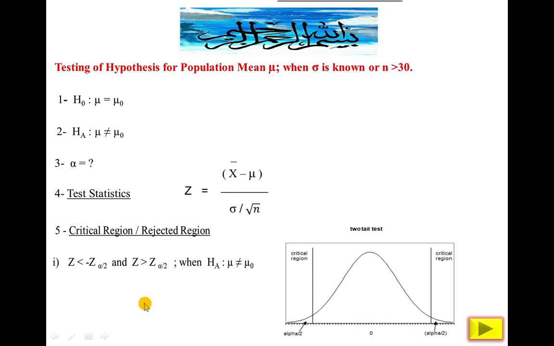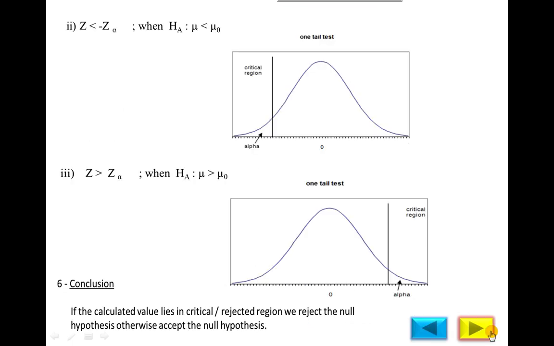Second option of the critical region, for less than and more than, less than will be minus z alpha, there is no division by 2, same as the t-test. This is the diagram for less than and more than, the right hand side is the critical region, the rejected region. Conclusion same as previous: if the calculated value lies in the critical region or rejected region, we reject the null hypothesis, otherwise accept the null hypothesis. So there are 6 steps same as the previous topic. Now we will solve a question.